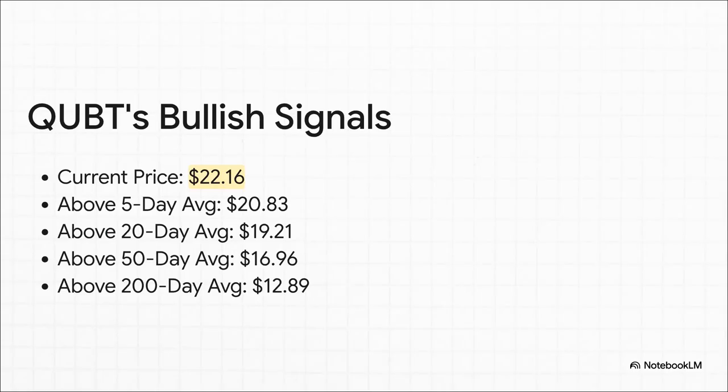And check this out. This is where it gets really interesting for QBT. Its current price, that $22.16, is floating above all of its key moving averages. We're talking the 5-day, the 20-day, the 50-day, even the long-term 200-day. For a chart analyst, this is like a chorus of voices all singing the same tune. It's a classic bullish signal.